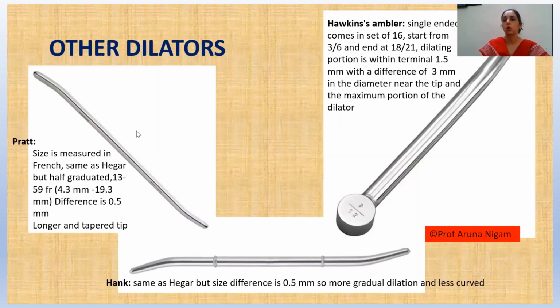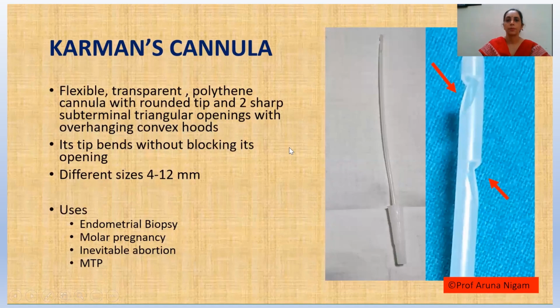These are the few other dilators which I have just put in so that if in any case you get them in your exams, you can easily identify. So this is a Pratt dilator, this is a Hank dilator, and this is a Hawkin-Ambler's dilator, right?